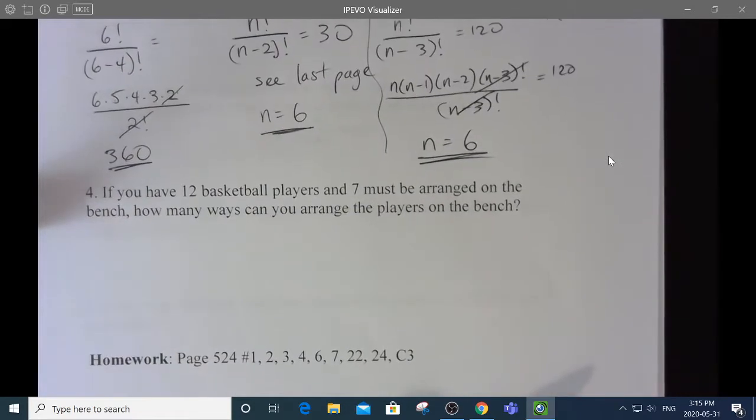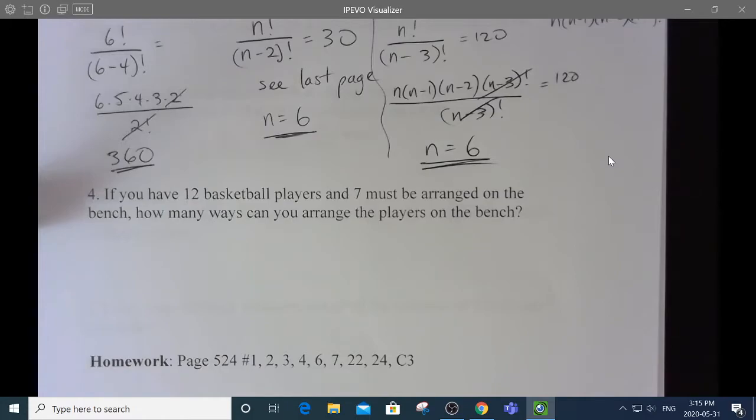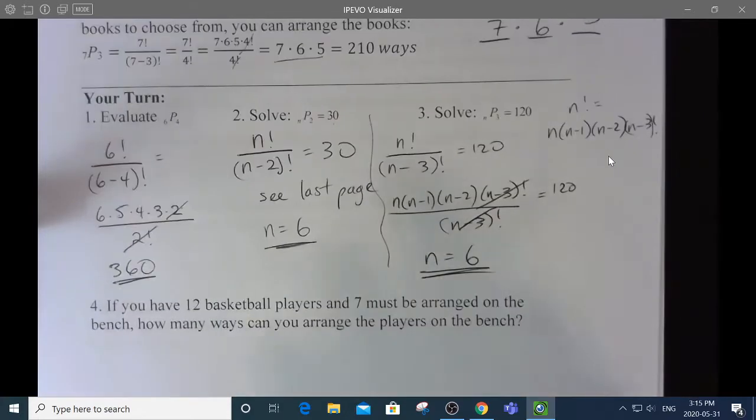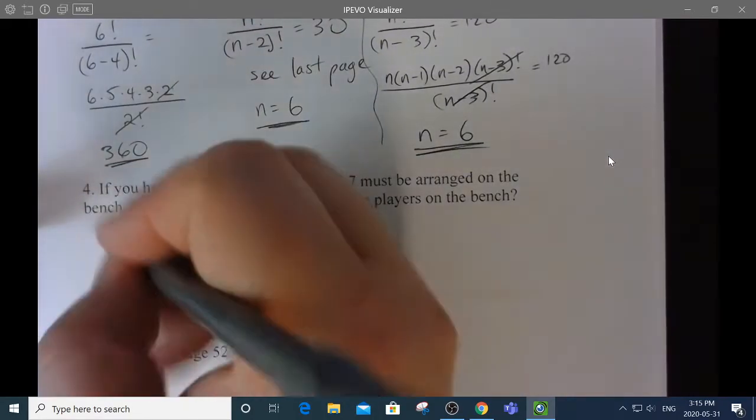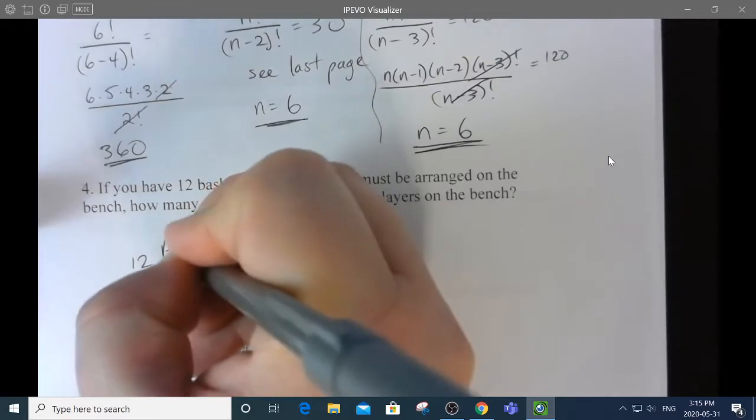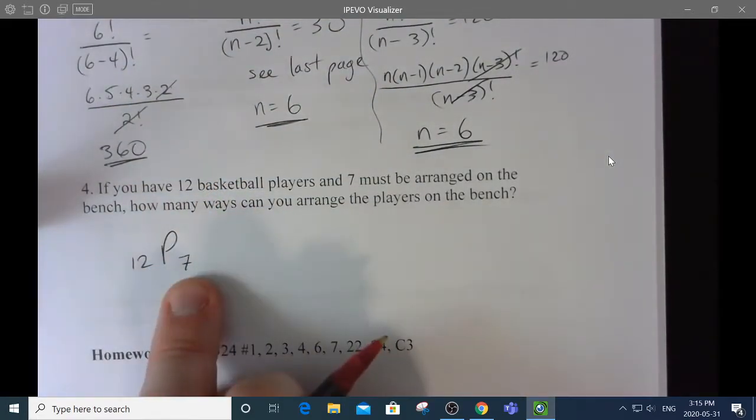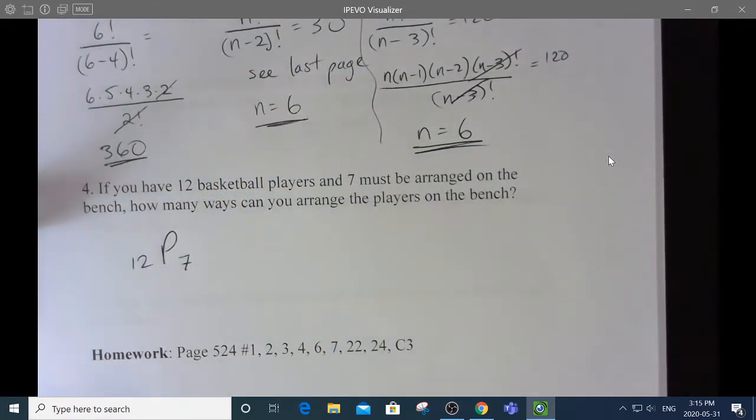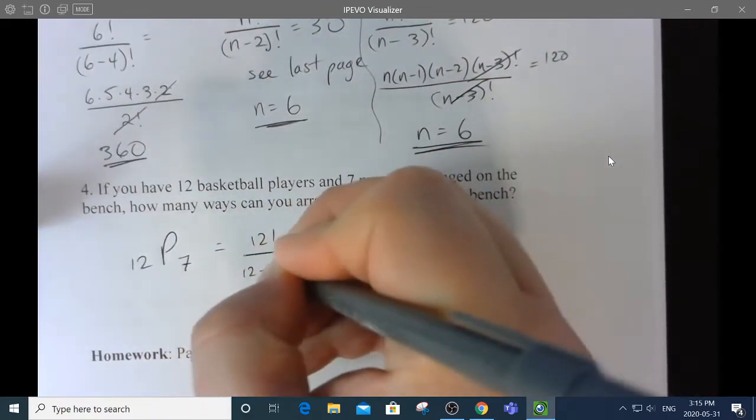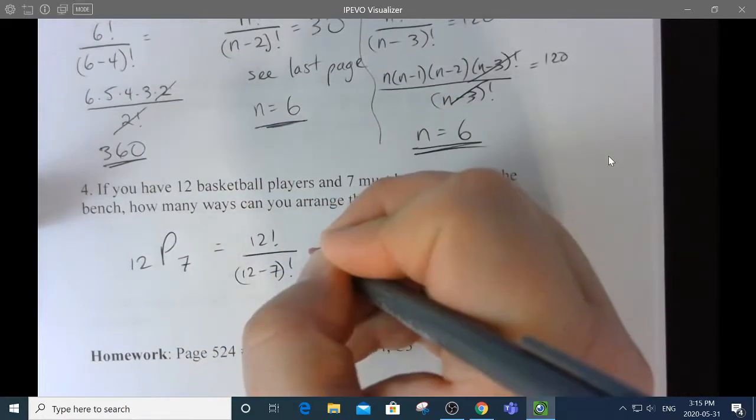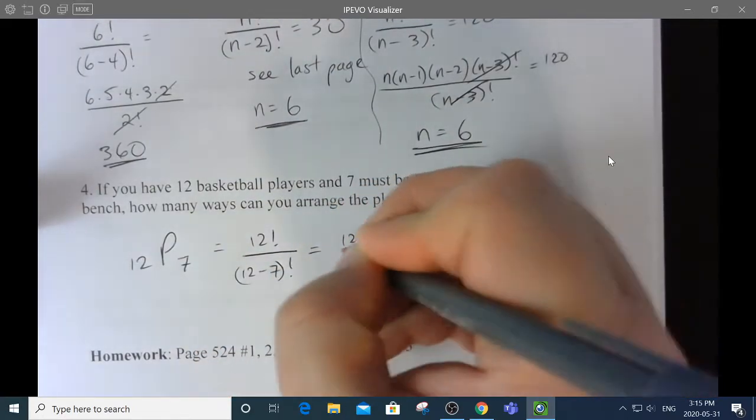All right, number 4. You have 7 basketball players, and there's 7 places on the bench. How many ways can you arrange the players? Now, do you notice why now the formula is going to be easier than this? I don't really want to write out 7 blanks and start multiplying all those numbers when all I have to do is 12P7, right? I have to choose 7 things out of 12 and arrange them. So that's going to be 12 factorial over 12 minus 7 factorial. And that's going to be 12 factorial over 5 factorial.